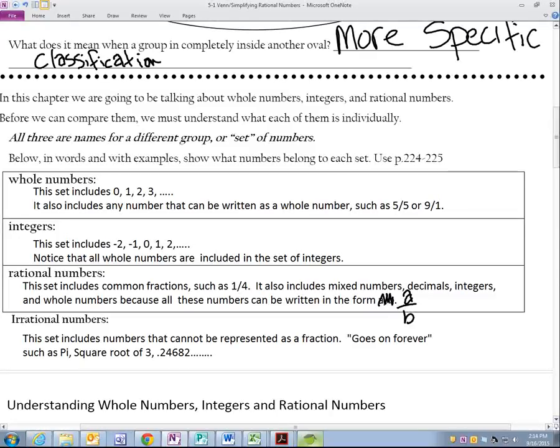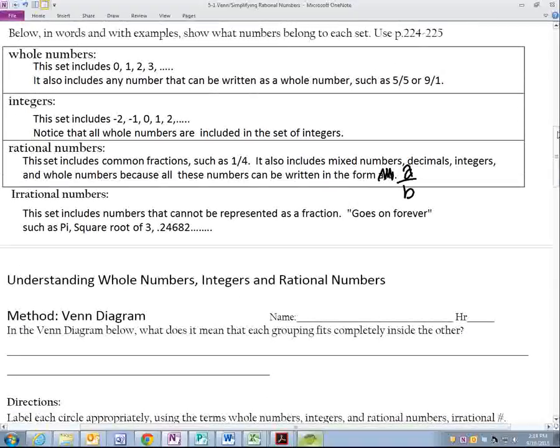Then we have irrational numbers. These are the kind of numbers that when they get into an argument, they let their emotions get the best of them and they throw things. So they're irrational. Get it? Irrational. This set includes numbers that cannot be represented as a fraction, as in goes on forever, such as pi, the square root of 3, and 0.24682, blah, blah, blah. So this is square root of 3. You don't have to write that. And this is pi. You don't have to write that.